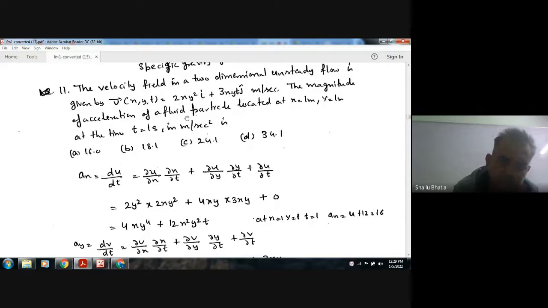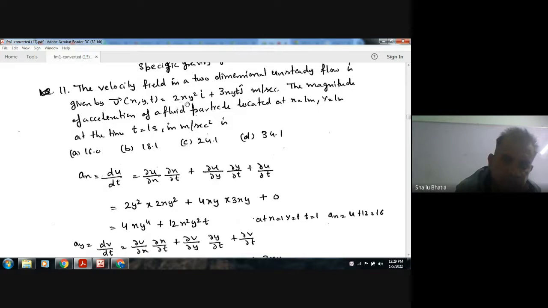Okay. Now we have to find out the magnitude of acceleration. So we will find out the component of acceleration in the x direction and the component of acceleration in the y direction, and then we will put x = 1, y = 1, and t = 1. Then we will find the magnitude. So the acceleration in the x direction is a_x = u ∂u/∂x + v ∂u/∂y + ∂u/∂t.